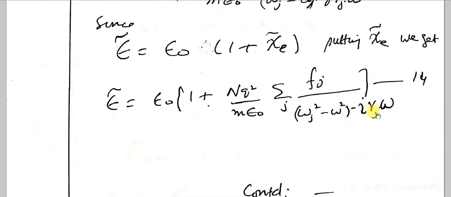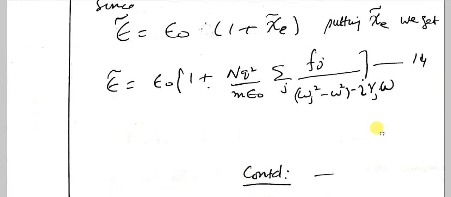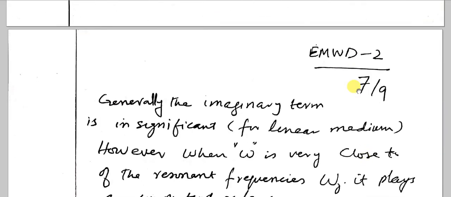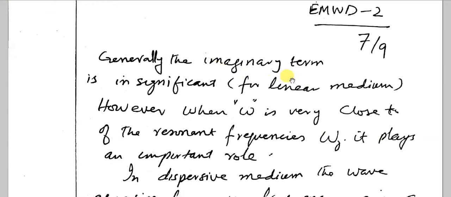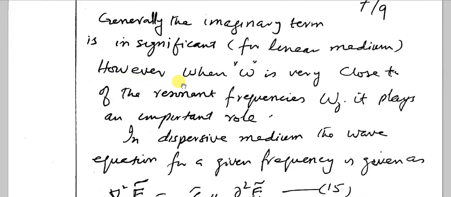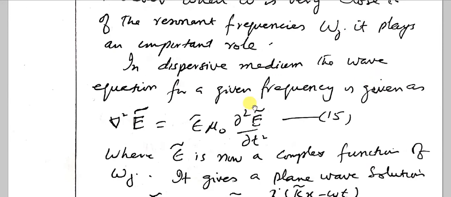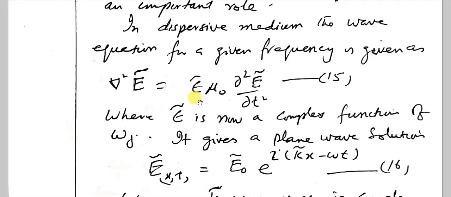Now generally the imaginary term is insignificant for a linear medium. However, when omega is very close to the resonant frequency omega_j, it plays an important role. In a dispersive medium, the wave equation for a given frequency is given as del squared E equal to epsilon mu naught del squared E by delta t squared, which is equation number 15, where epsilon is now a complex function, which you see having this tilde sign.